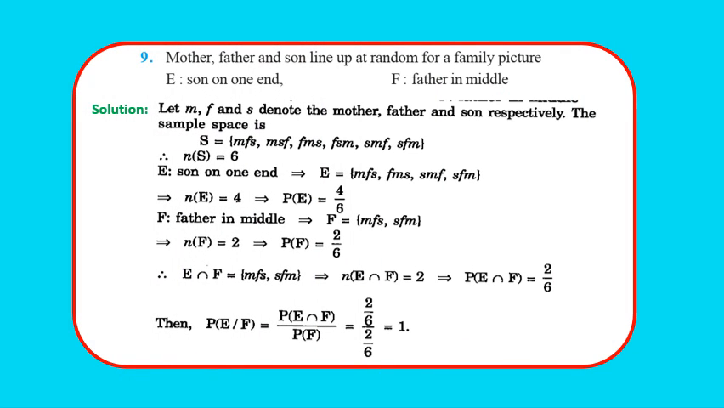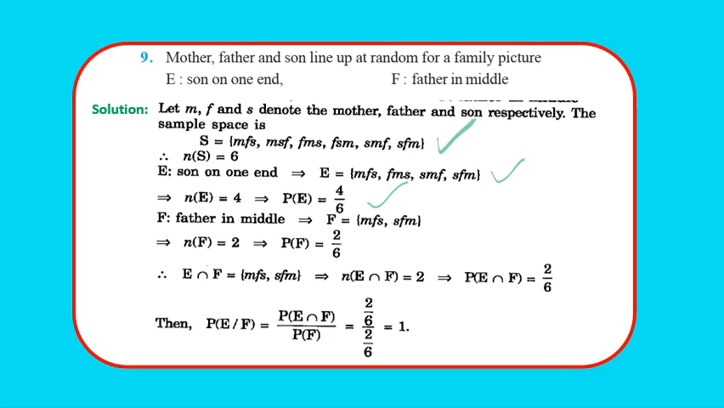Next is question 9. Mother, father, son line up at random for a family picture. E: son on one end, and F: father in the middle. So let M, F and S denote the mother, father and son. The sample space will be S equals MFS, MSF, FMS, FSM, SMF and SFM. So the number of elements in S equals 6. So E, son on one end, is equal to MFS, FMS, SMF and SFM. So the probability of E is equal to 4 by 6.